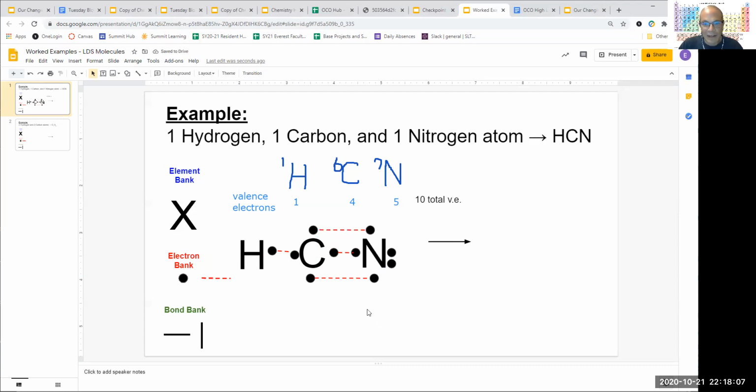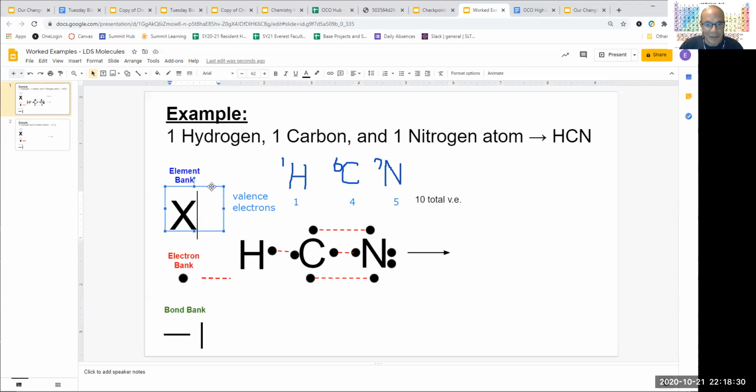So if we do that, then we don't have any more of these single unpaired electrons. These are all going to pair up. So now the last thing to do is just draw the final molecular structure. I'm going to move this arrow over here just to give me a little bit more space. And to draw the final molecular structure, we can drag our elements over here.